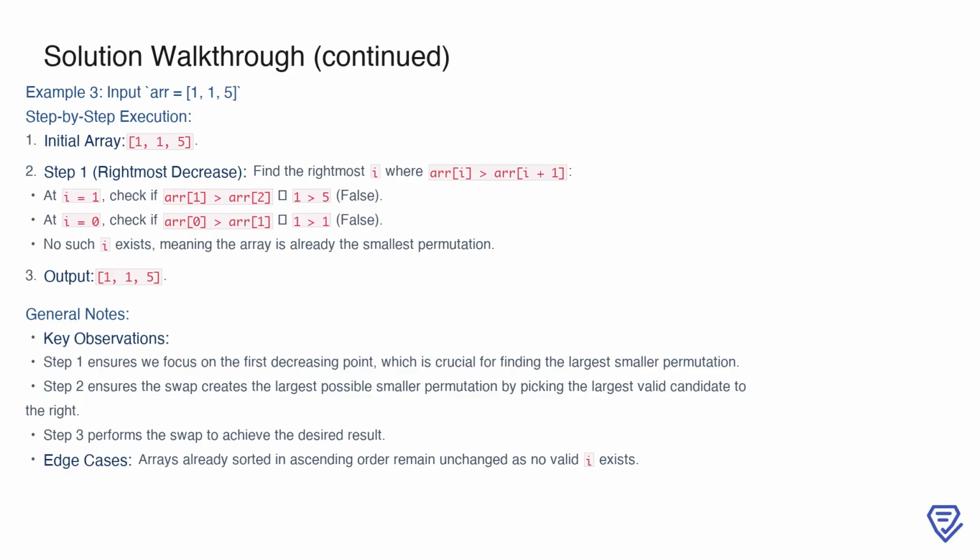To summarize, the key steps involve identifying the rightmost decrease, finding the optimal element to swap, and performing the swap. If no decreasing point exists, the array is already in its smallest form. For edge cases, arrays sorted in ascending order will always remain unchanged, as no valid swap is possible.